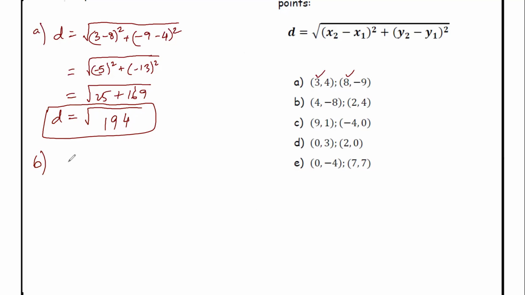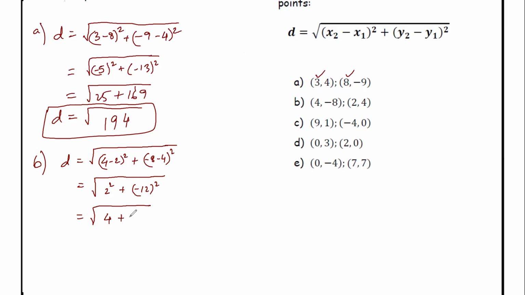B. So that is 4 minus 2, the whole thing squared, plus minus 8 minus 4, the whole thing squared. So that's equal to 2 square and negative 12, the whole thing squared. So that's 4 plus 144. So that's root of 148. Got it? Okay. C.